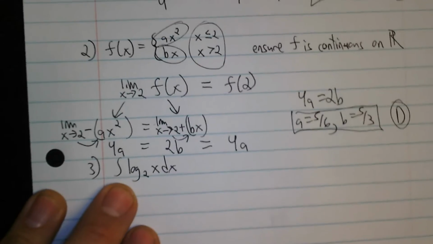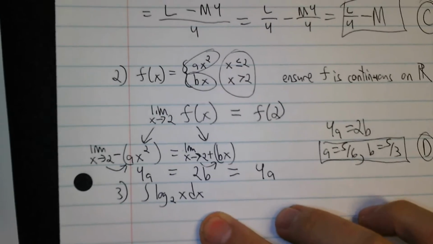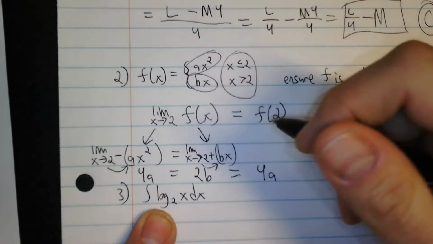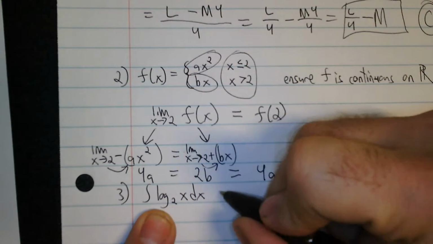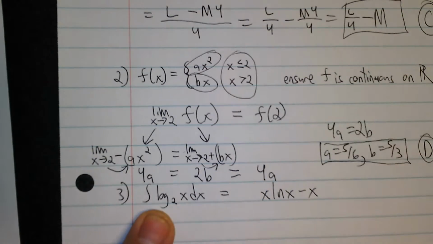Problem 3 says log base 2 of x. Not taking its derivative, we're taking its integral. If I had just said, what's the antiderivative of the natural log of x? Well, you would say, oh, I know what that is. That's x ln of x minus x plus c. Very good.